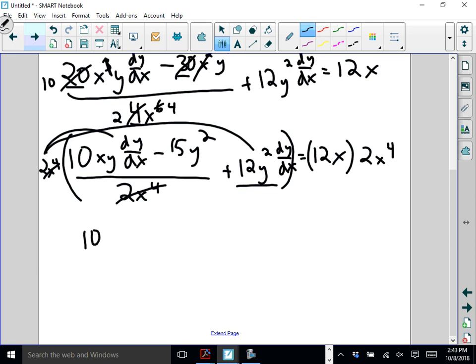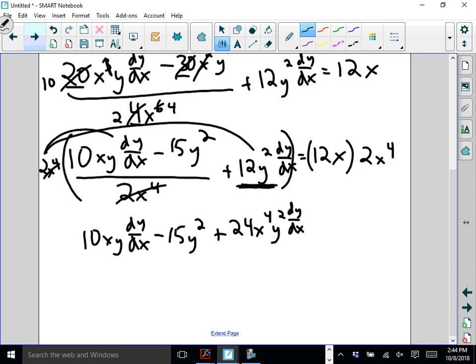So we're left with 10xy dy dx minus 15y squared, just the numerator, plus, again, don't forget to multiply this by 2x to the 4th. That gives us 24x to the 4th y squared dy dx equals 24x to the 5th.